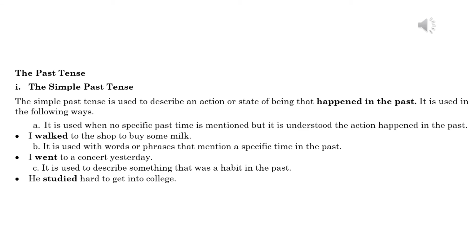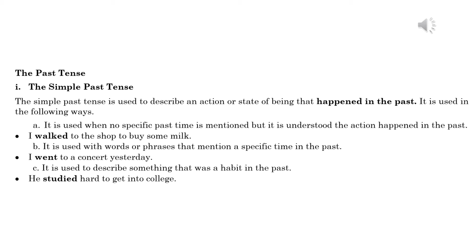The past tense. 1. The simple past tense. The simple past tense is used to describe an action or state of being that happened in the past. It is used in the following ways. A. It is used when no specific past time is mentioned, but it is understood that the action happened in the past. I walked to the shop to buy some milk.